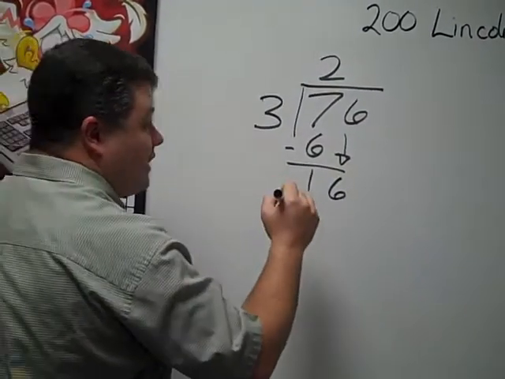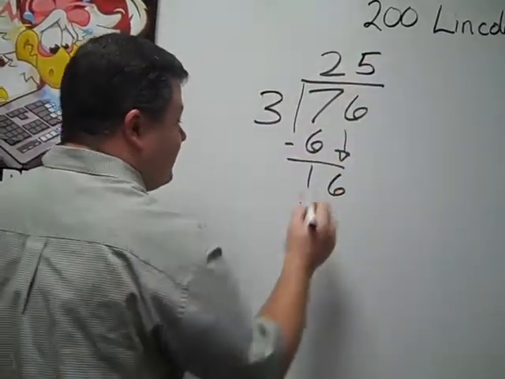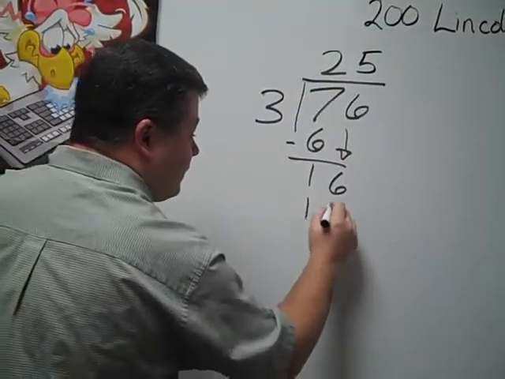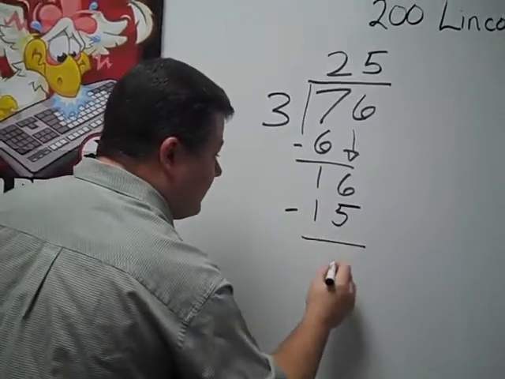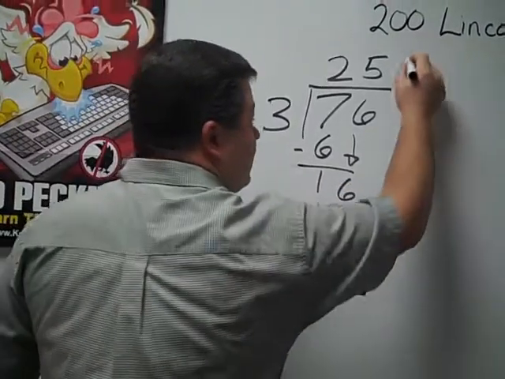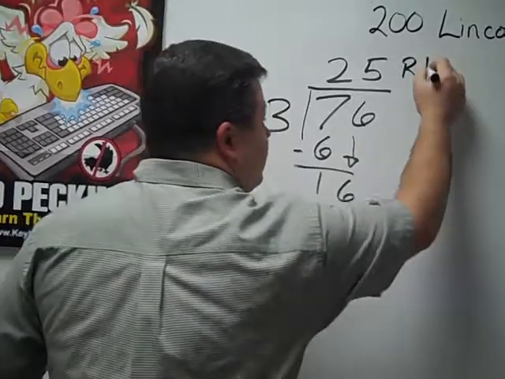16 divided by 3, I would use 5. And 3 times 5 equals 15. We subtract again, we get a remainder of 1. So my answer becomes 25 with a remainder of 1.